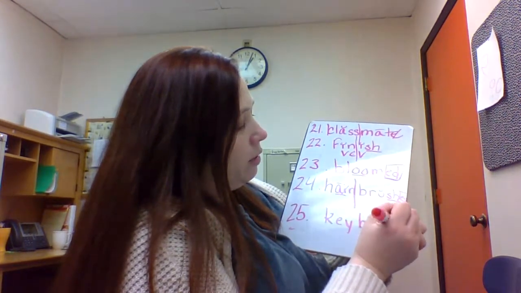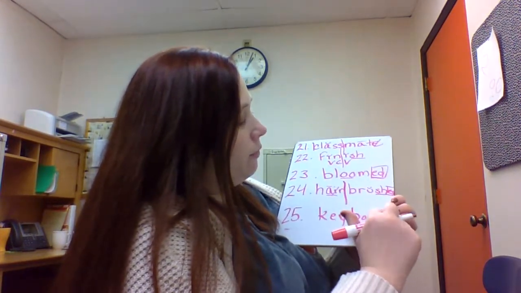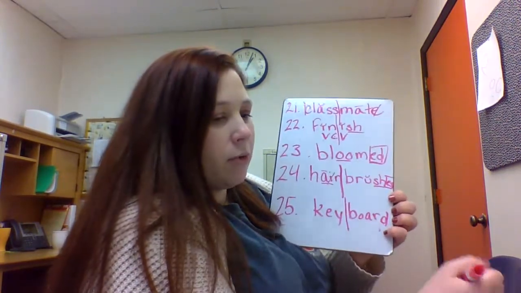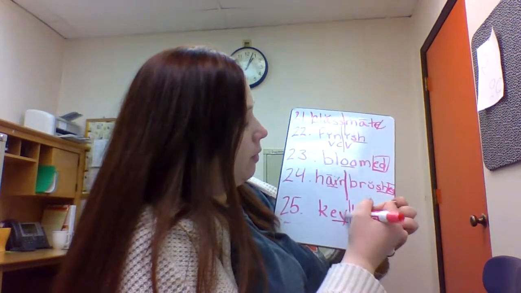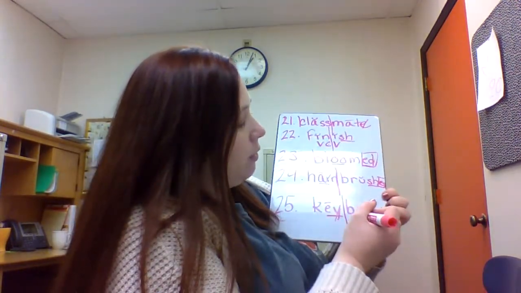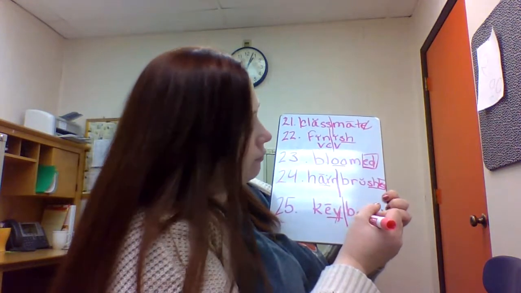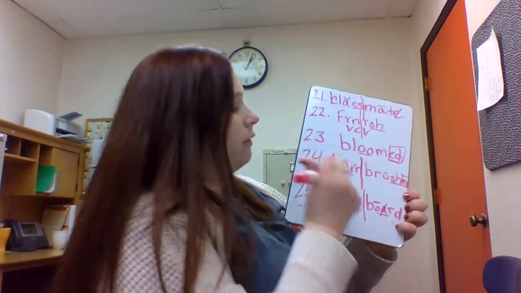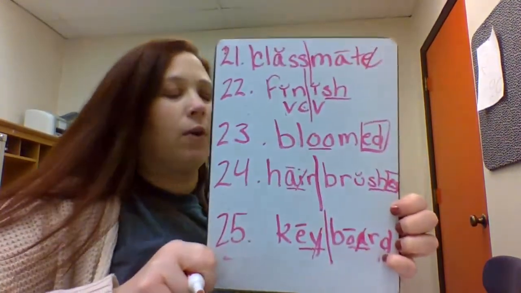25, keyboard. Again, a compound word, key and board. We're going to draw a line between them. Here we have our EY digraph where the Y gets marked off and the E gets a macron. Here we have our OA digraph. A gets marked off. Our O gets a macron. Go ahead and make sure you have all of that down.